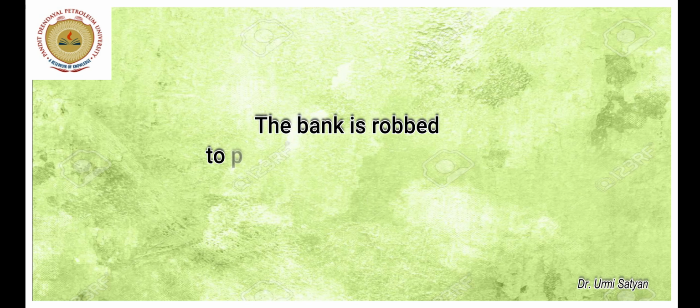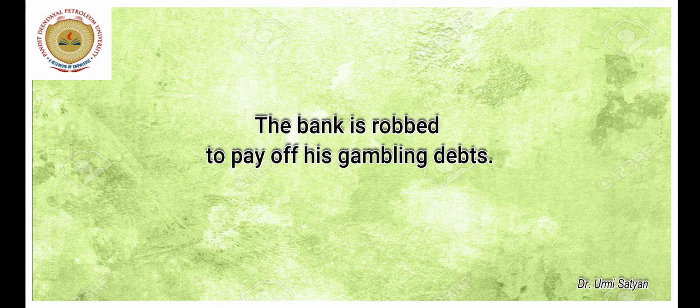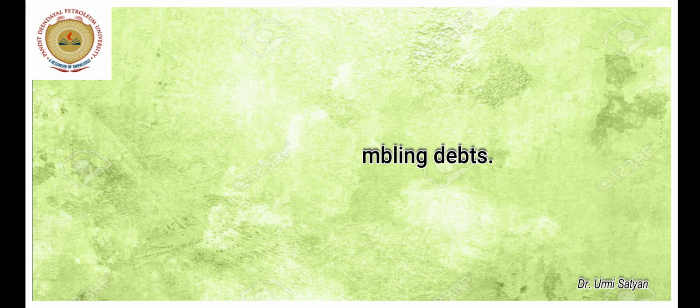The bank is robbed and Stephen is suspected, as he was found rallying around the bank. The bank is actually robbed by Tom to pay off his gambling debts.